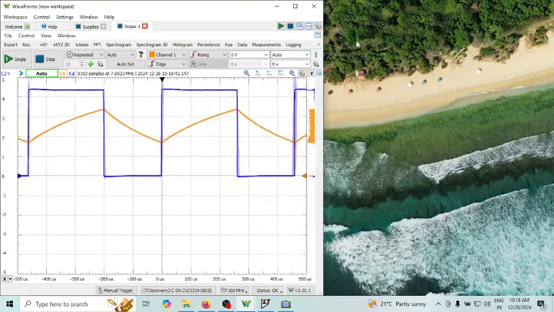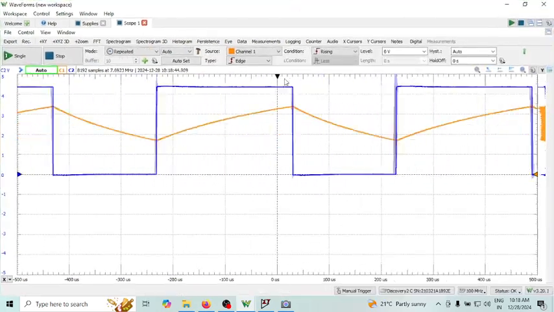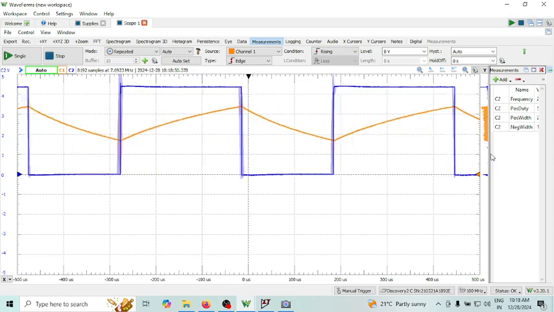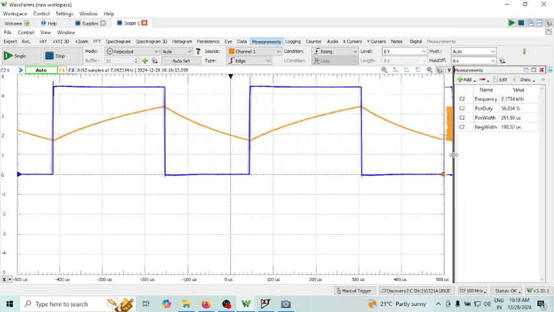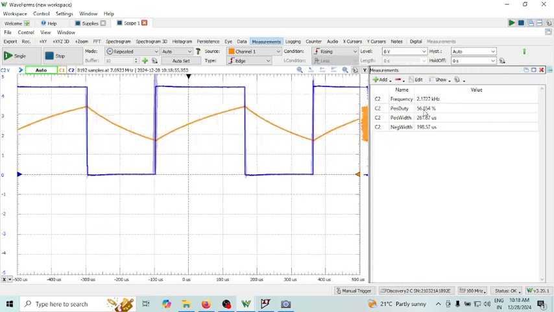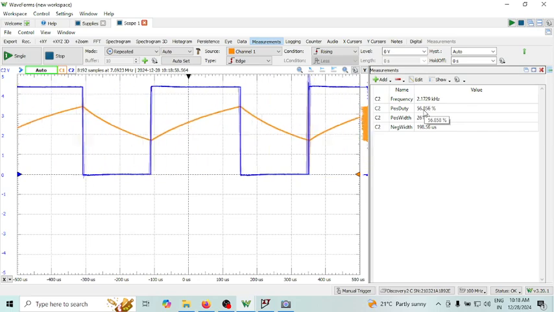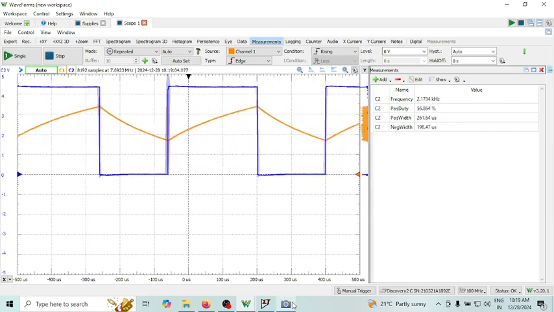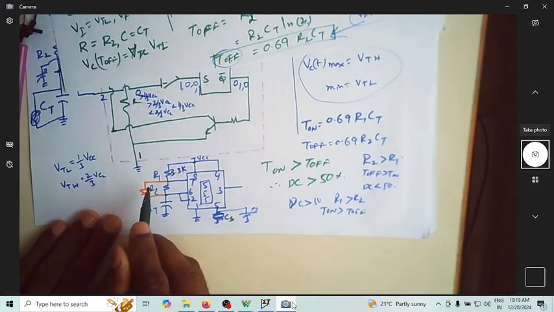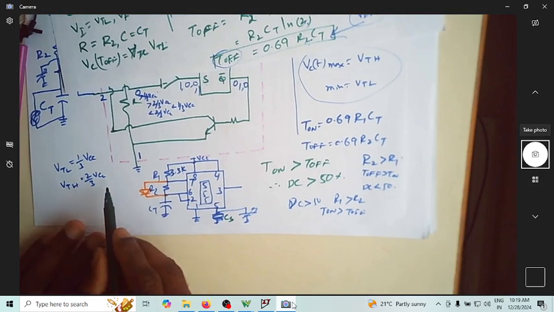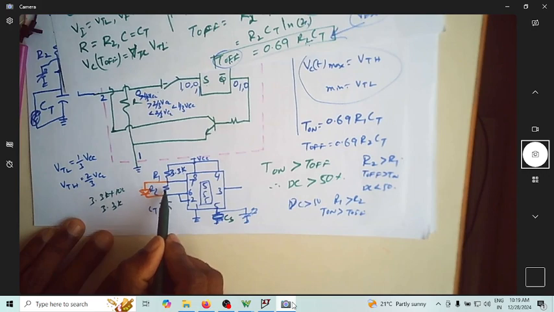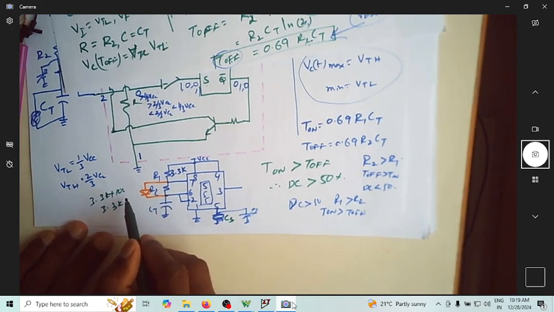Let me take out this. Let me just have this. Let me measure. You can see it's 56% even though I kept 3.3K and 3.3K, because while charging, the small resistance of the diode is also included, so it's like 3.3K plus maybe 100 ohm, and while discharging it is 3.3K. Because of this small difference, it's not exactly 50%.